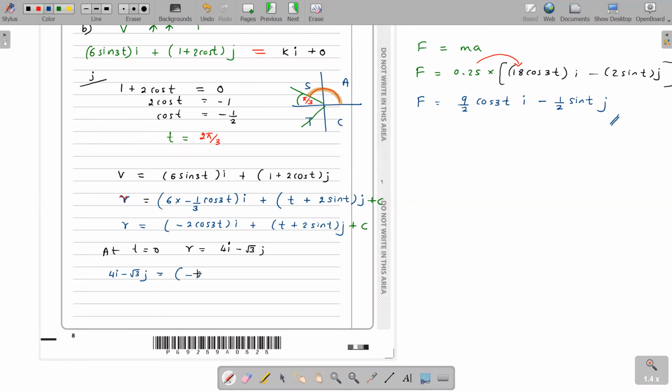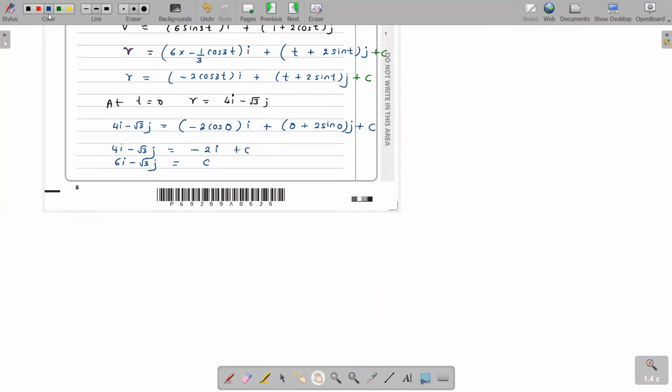The time is 0, right? So minus 2 cos 0, plus 0 plus 2 sine 0 j. How much is it? 4i minus root 3 j. Cos 0 is 1, right? So basically I end up getting here minus 2i. The t is 0, sine 0 is also 0, which means I just have plus c here. So my c value is 4i plus 2i, 6i minus root 3 j. Are you with me?